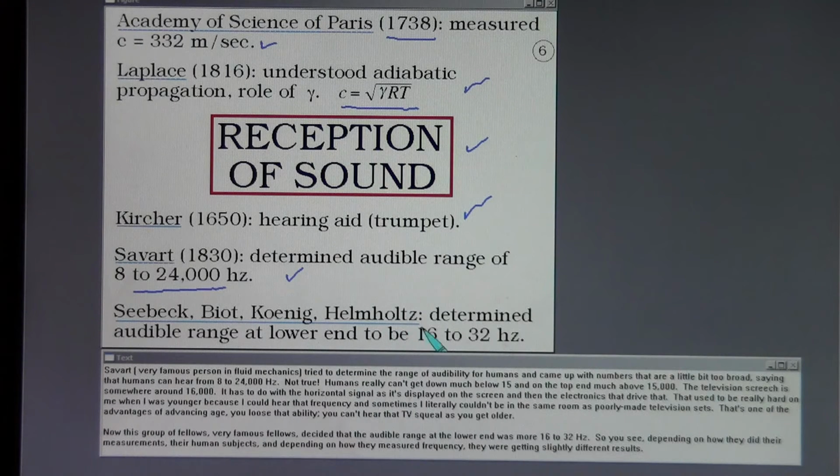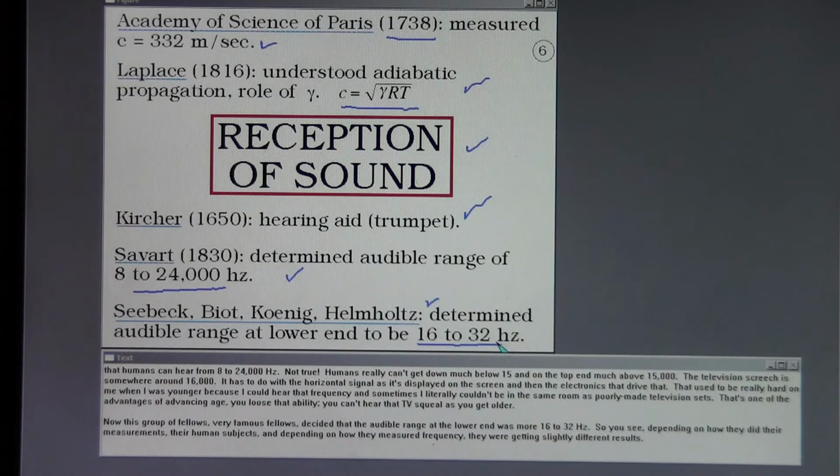Now, this group of fellows, very famous fellows, decided that the audible range at the lower end was more 16 to 32 hertz. And so you see, depending how they did their measurements, they're human subjects, and depending how they measured frequency, they were getting slightly different results.